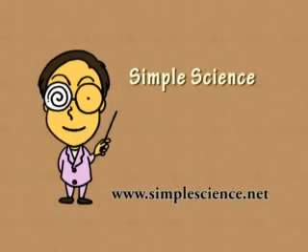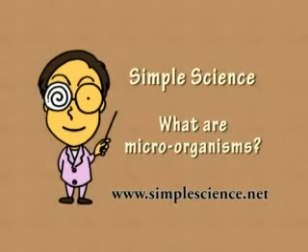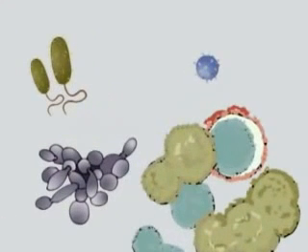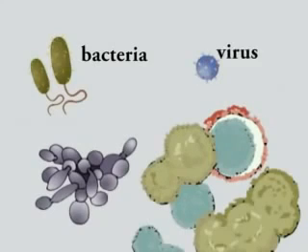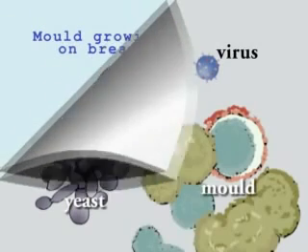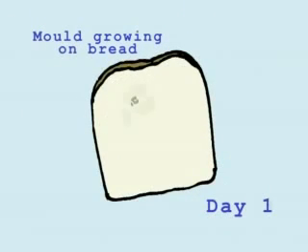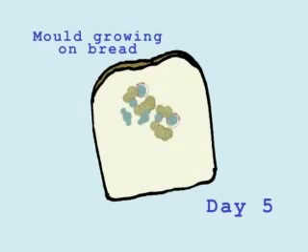Simple science. What are microorganisms? Microorganisms are very small living creatures. Three common types of microorganisms are bacteria, viruses, and fungi such as molds and yeasts. Microorganisms are like any other living organisms in that they feed, grow, and reproduce.